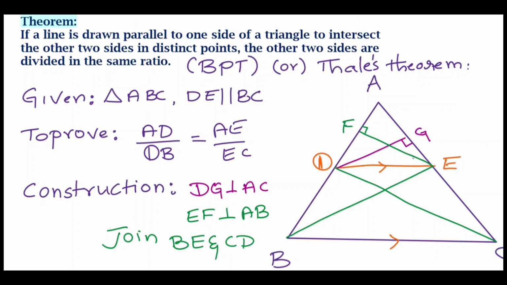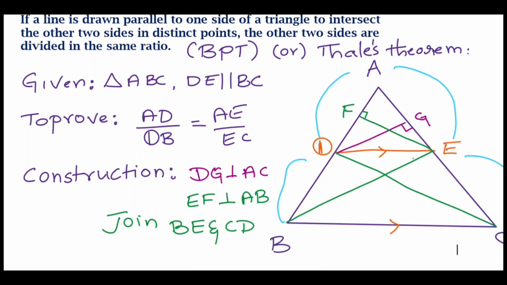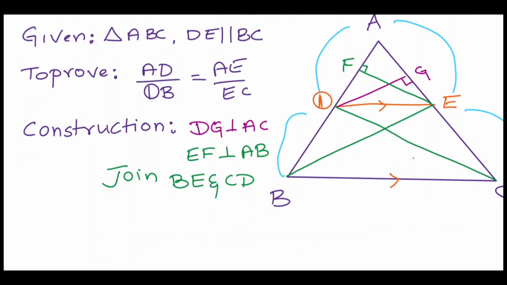Given triangle ABC, DE parallel to BC. We are going to prove AD divided by DB equals AE divided by EC. This is the construction. Now, proof.